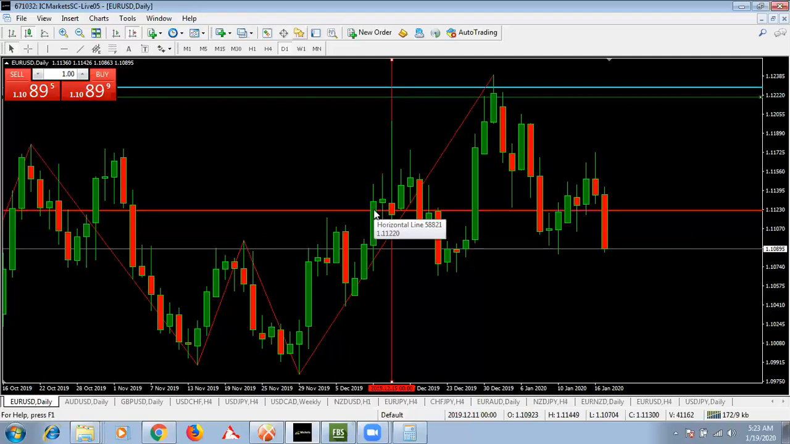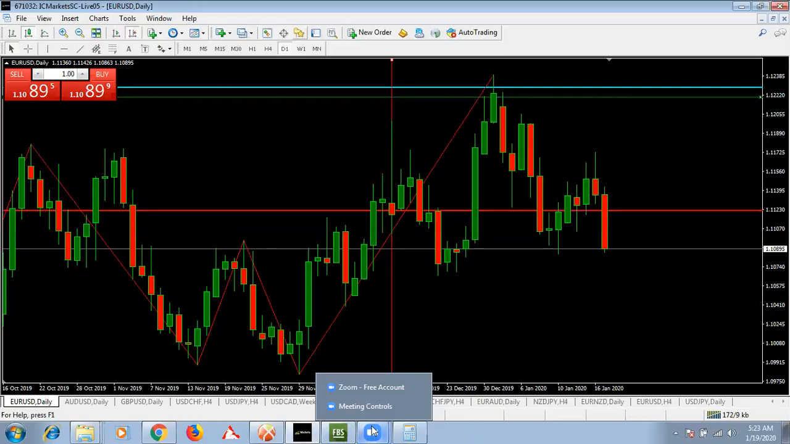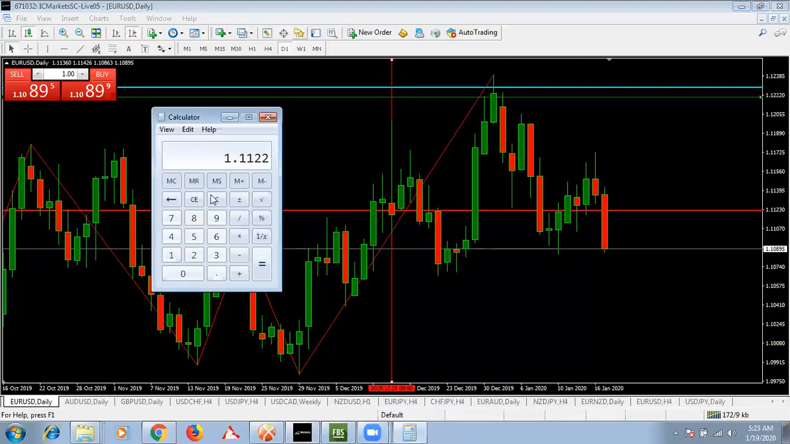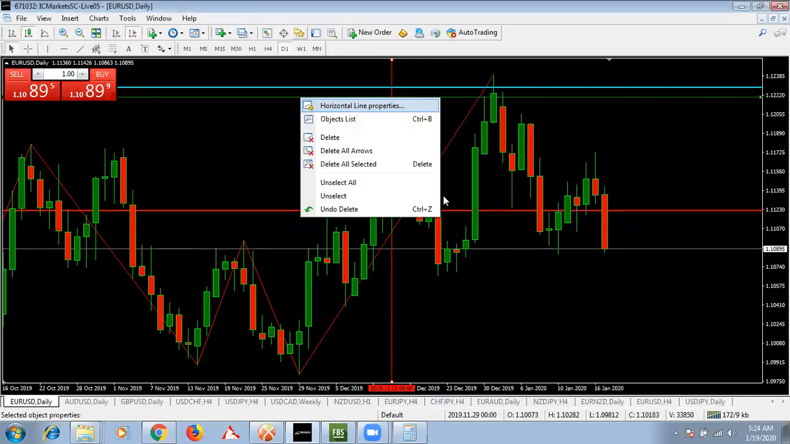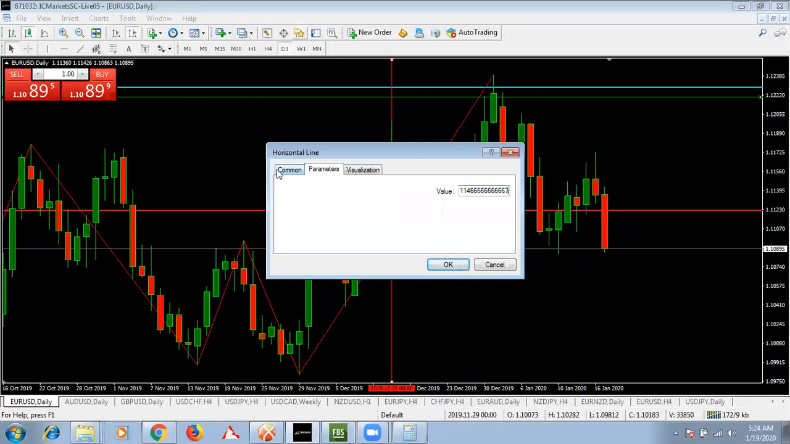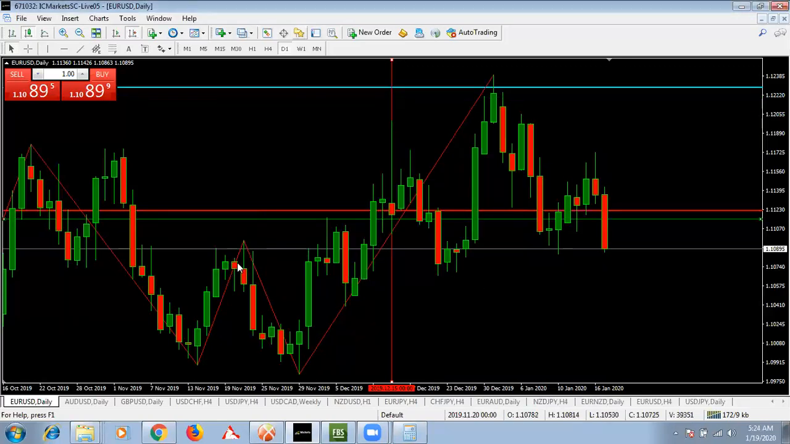Now, since we have our weekly pivot on this candlestick, let's get the pivot of that candlestick. We have 1.1144 plus 1.1070 plus 1.1130. So this is the value for the daily. Okay, this is what we have here.